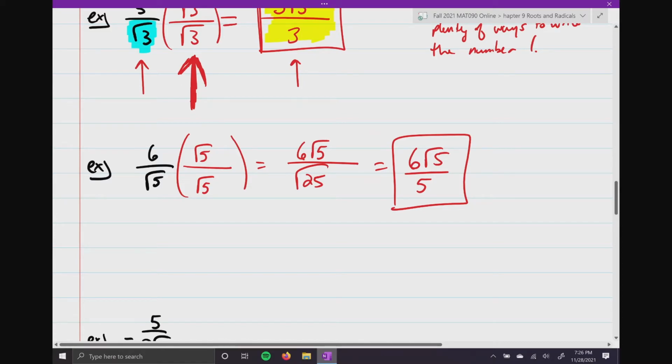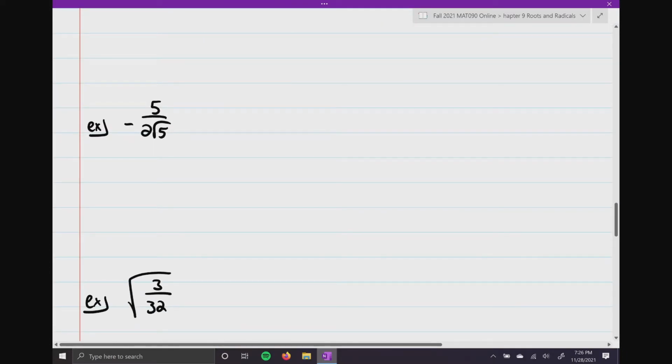I'm just going to do a couple more examples here for us. So here's another example. Now, who cares about the negative sign? Because that's not even in my denominator. I'm not worried about that. And I don't even have to be concerned with this 2 out front. The only thing I'm worried about is that radical right there. So let's multiply this by the square root of 5 over the square root of 5. That's going to equal a negative symbol out front.